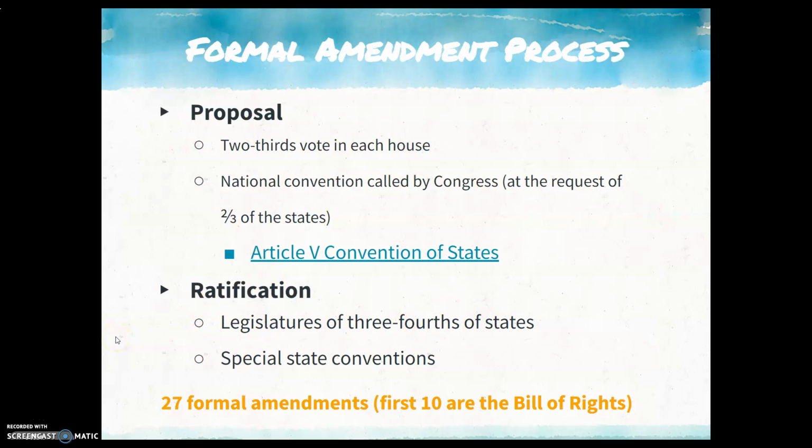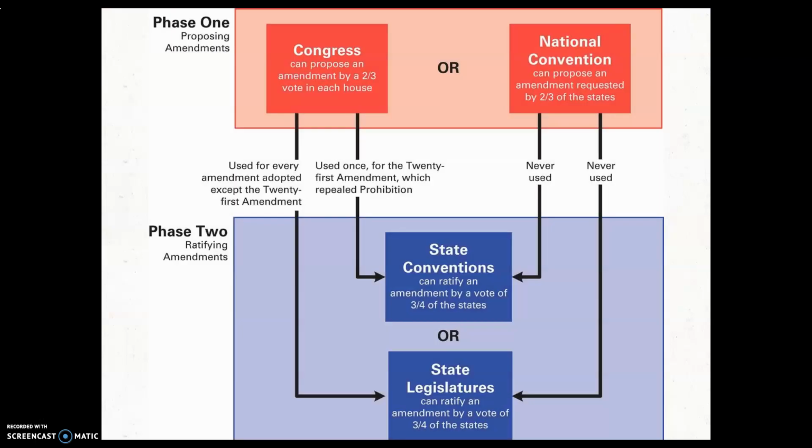The only one that has not followed that process is the 21st Amendment, which was proposed by a 2/3 vote in each House and ratified by state conventions. In general, the goal for the amendment process is to make the Constitution more democratic and more egalitarian, which we've seen through the 27 amendments that have been added over time. The first 10 amendments that were added, we call the Bill of Rights.